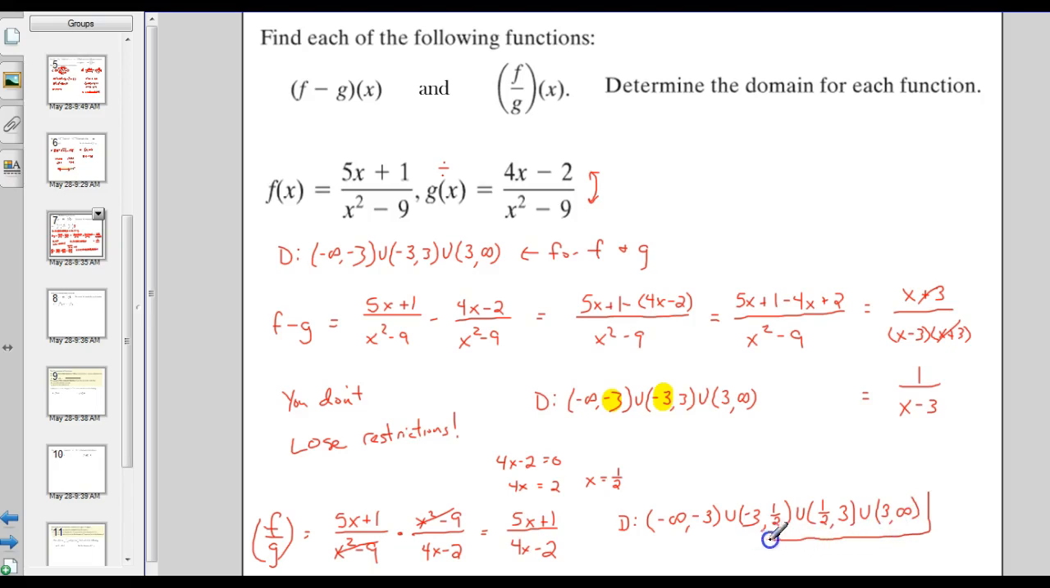Alright, so now we have 3 restrictions: negative 3, positive 3, and now 1/2 that we picked up here at the end because of the new denominator. Okay, so that 1/2 is new, but the original ones are still there. Negative 3 and positive 3 are still there. It's just now we have this 1/2 that's added to it. Right, you don't lose restrictions. So negative 3 and positive 3 are still there, but you can pick up new restrictions as you combine functions together. Okay, that's what I mean by that. You don't lose them, but you can combine and pick up new ones.